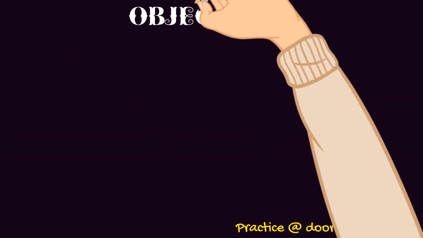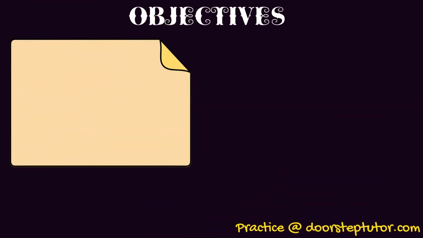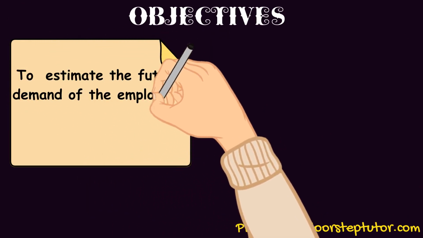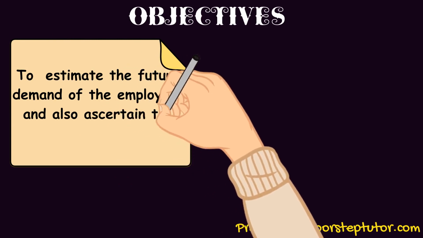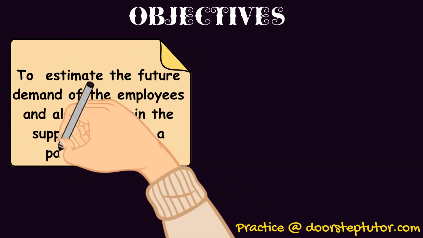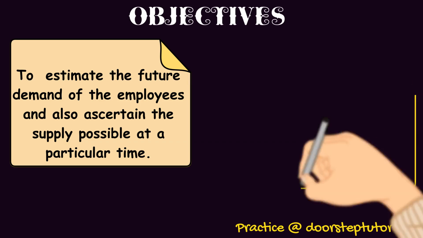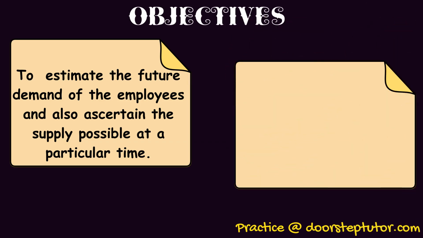Now let us discuss the various objectives of human resource planning. See, we want to estimate the future demand of the employees, and also ascertain the supply possible at a particular time, right? We can know the demand, but we have to know the supply also, how much we can supply, okay? Demand will be told by various heads of departments, but the supply would be thought by us, okay? What would be the supply, where all we can hire the people from.